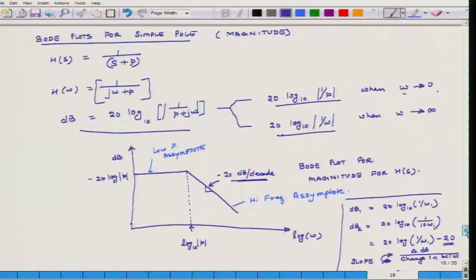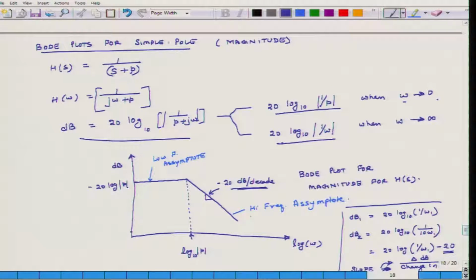Okay. So once again, to recap, the Bode plot for a simple pole has two asymptotic lines, a low frequency asymptote and a high frequency asymptote. The low frequency asymptote cuts the dB axis, or the vertical axis, at the minus 20 log p position, and it intersects the high frequency asymptote when omega becomes equal to p, and the slope of the high frequency asymptote is negative 20 decibels per decade. Now this is the asymptotic response.